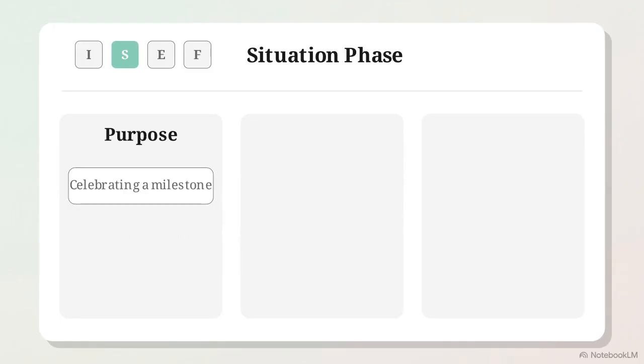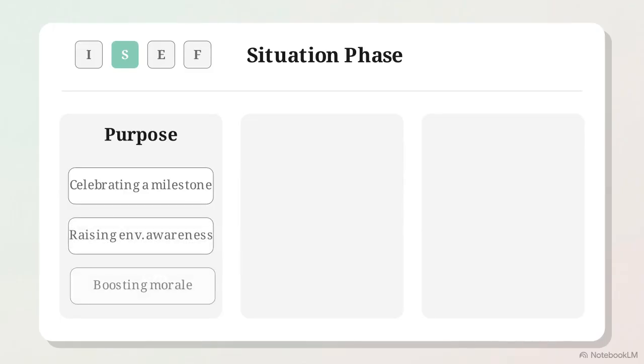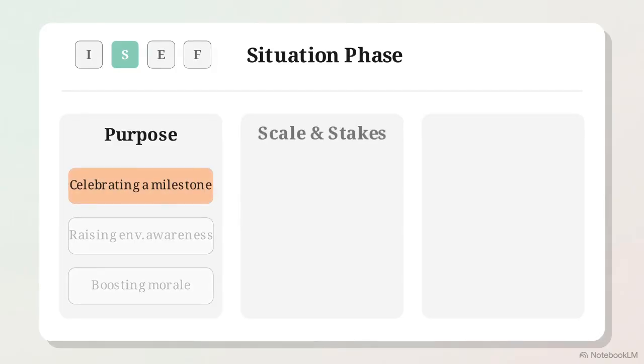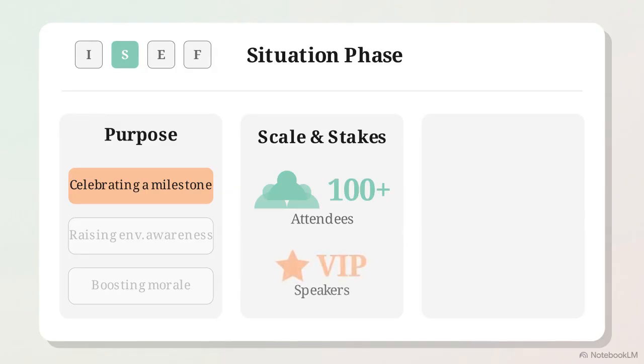In the situation block, you define the purpose and quantify the stakes. Purpose variables might include celebrating a major milestone, raising environmental awareness, or boosting colleague morale. Assigning a specific purpose provides the logic for the logistical details. You then quantify the stakes by choosing variables like over 100 attendees or a group of VIP speakers. Using high-stakes quantitative data allows for advanced vocabulary.